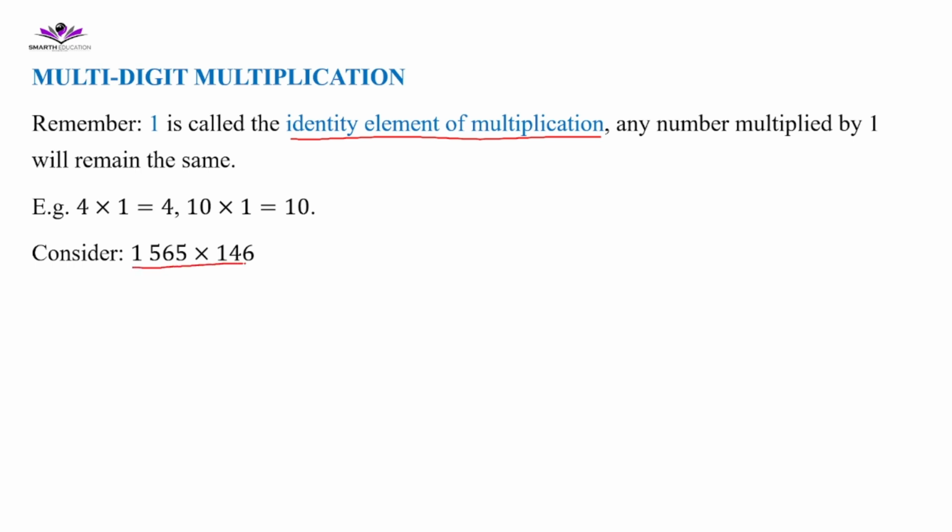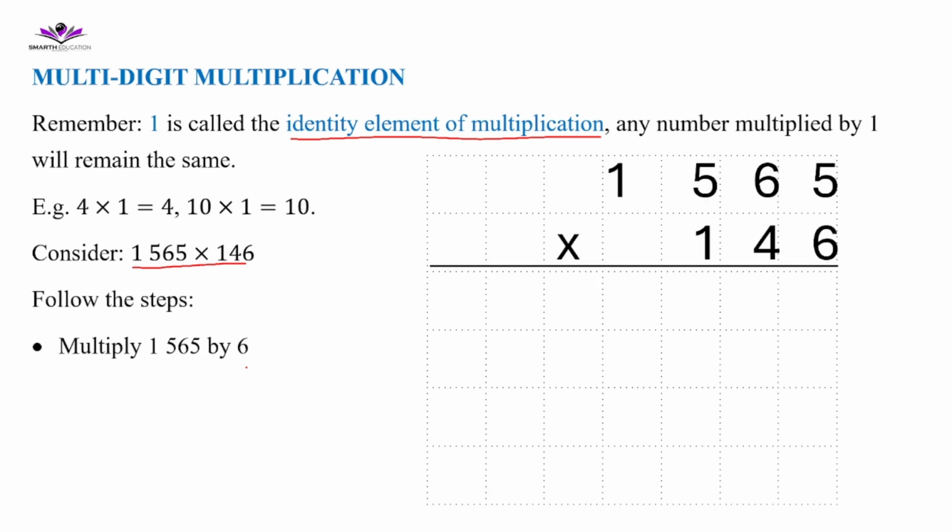Let's consider this product. We're saying 1565 times 146. How do we multiply this? Try to follow these steps. We have to start by multiplying by the unit, which is 6. So we're going to multiply this number 1565 by 6, and then we write our answer. Then we multiply by 40, we write our answer. Then we multiply by 100, we write our answer. Then we add our products. Right, let's start by multiplying by 6.